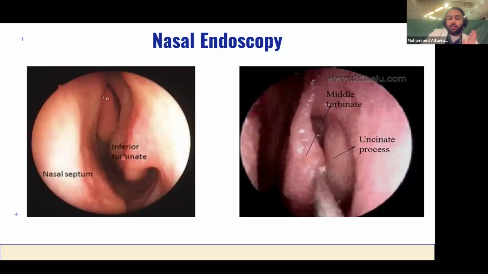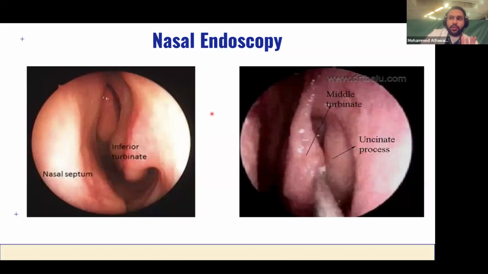Okay. What is the color of this turbinate? Pink or red? Yeah, slight red or pink. Okay, that's normal. If it's pale, it's abnormal. If it's very red, it's abnormal. Done. Okay, and we'll get to what causes each. This is middle turbinate and whatnot.